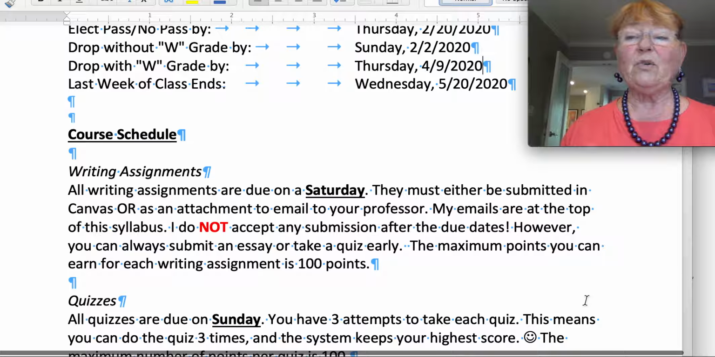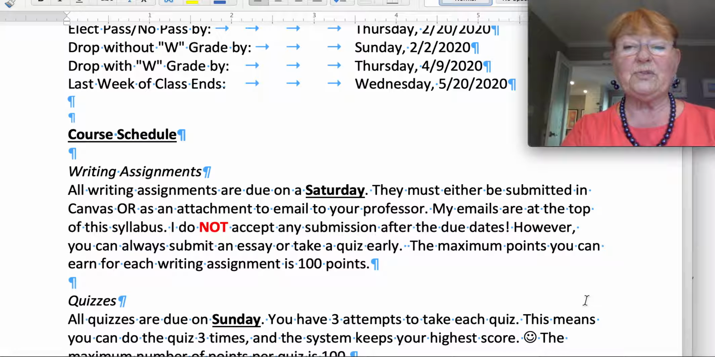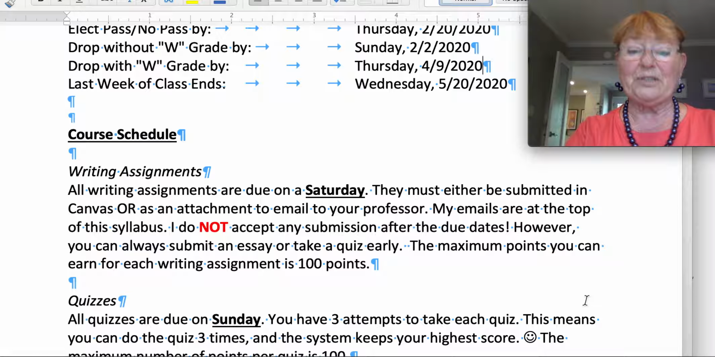All right, so course schedule, that's what most students really care about. There are writing assignments. All writing assignments are due on Saturdays. They must be either submitted in Canvas or as an attachment to email to your professor. That's me. My emails are at the top of the syllabus. You do know that. And I do not accept any submission after the due date. Keep that in mind. No late submissions.